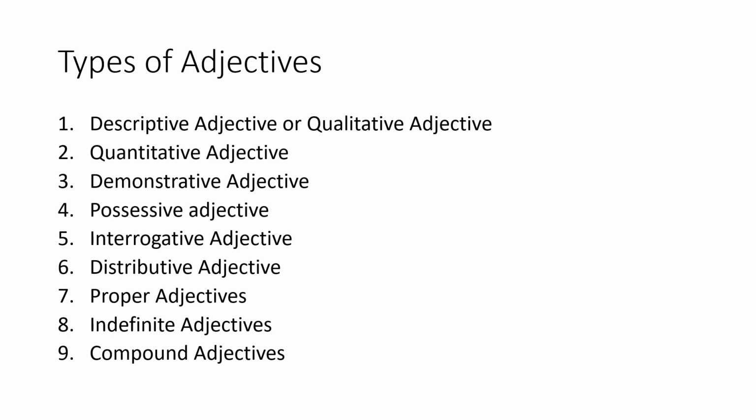First, we have descriptive adjective, or we can call it a qualitative adjective. Then we have quantitative adjective, demonstrative adjective, possessive adjective, interrogative adjective, distributive adjective, proper adjectives, indefinite adjectives, and the last one is compound adjectives.